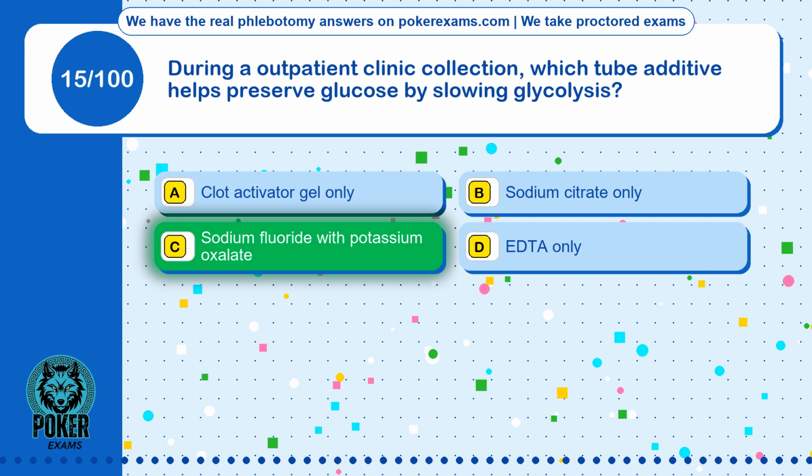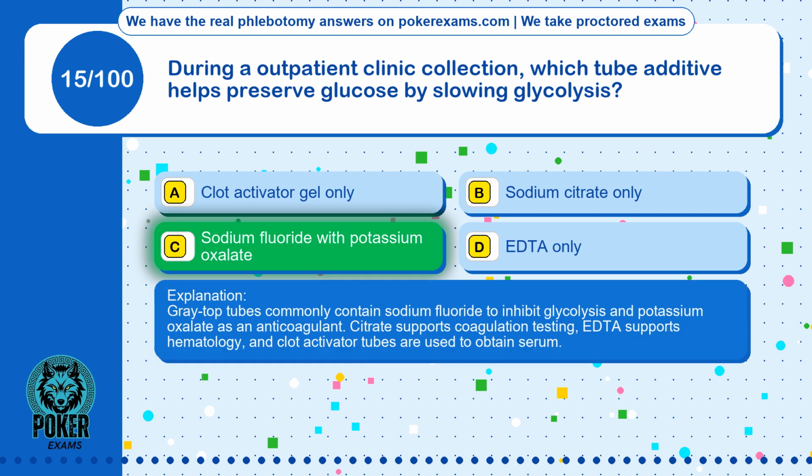Sodium fluoride with potassium oxalate. Gray top tubes commonly contain sodium fluoride to inhibit glycolysis and potassium oxalate as an anticoagulant. Citrate supports coagulation testing, EDTA supports hematology, and clot activator tubes are used to obtain serum.